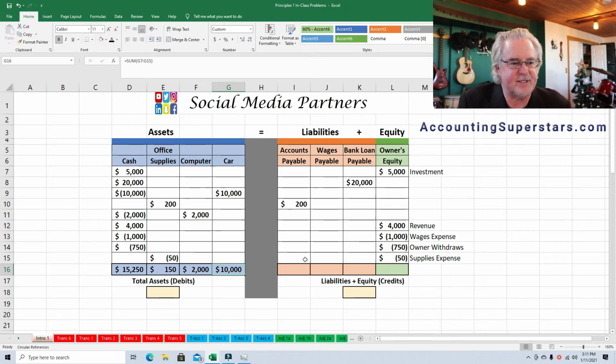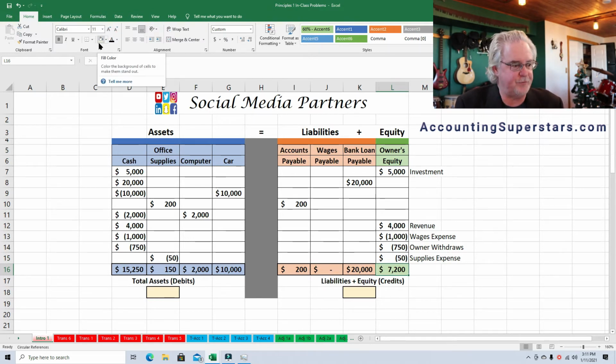Going over to the right-hand side, we'll do the same thing. Let's add up accounts payable. That's $200. There's nothing under wages payable. That's okay. Bank loan, $20,000. And then owner's equity. And you've got to be careful. Watch out for these negative numbers. Make sure you add them up properly. We get $7,200.